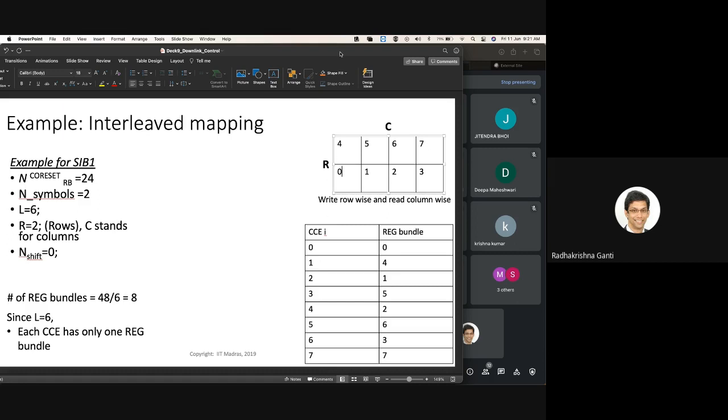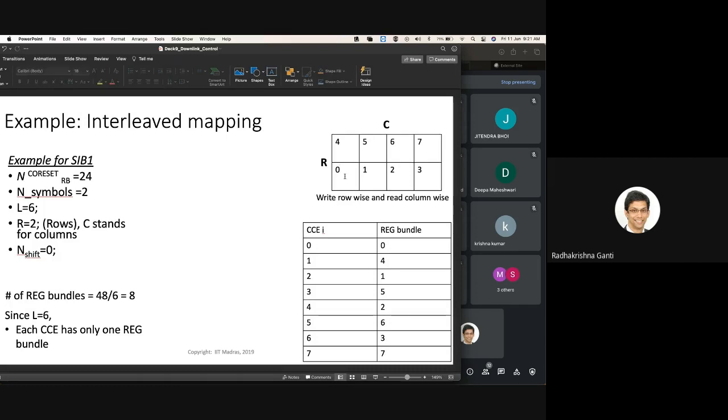You understood how I did this one now? These are the REG bundle numbers I wrote in increasing order. Then while reading out, this corresponds to CCE0, CCE1, CCE2, CCE3, CCE4, CCE5, CCE6, CCE7. So finally, when you write this map, 0 corresponds to 0, 1 corresponds to 4, 2 corresponds to 1, 3 to 5, 4 to 2, 5 to 6, 6 to 3, and 7 to 7. So the bundles are all jumbled up. So this will not give you any frequency diversity.